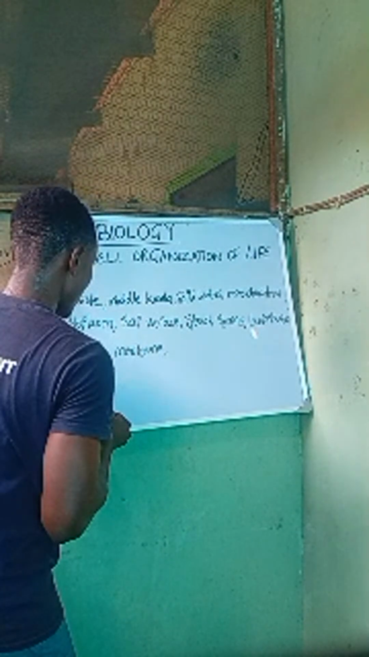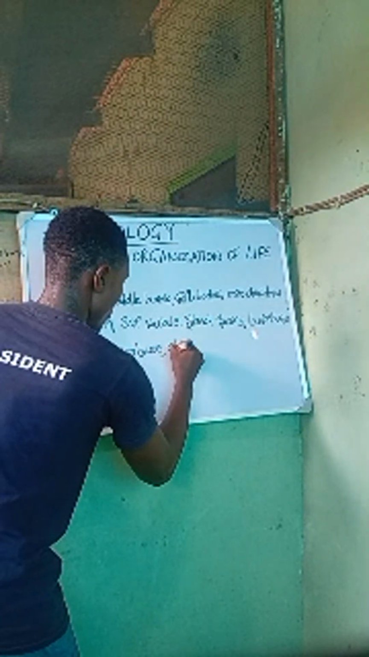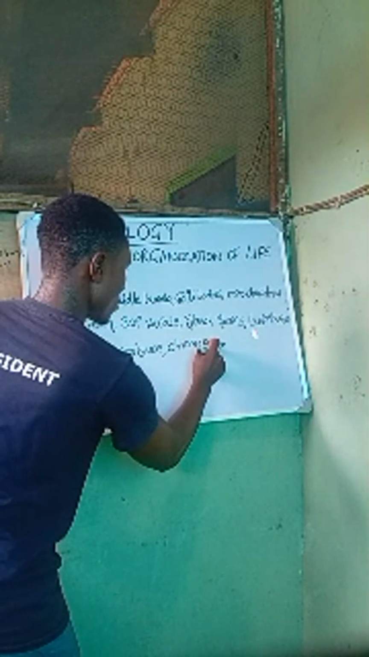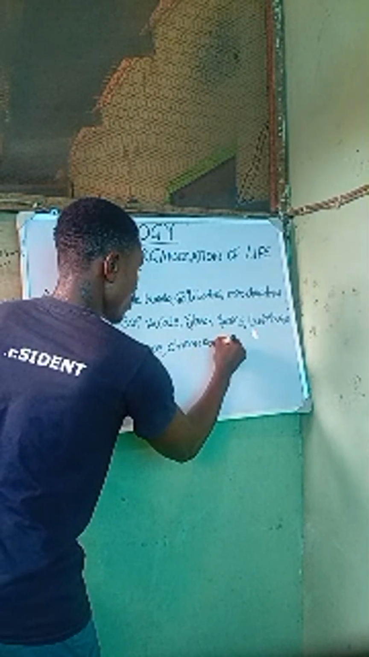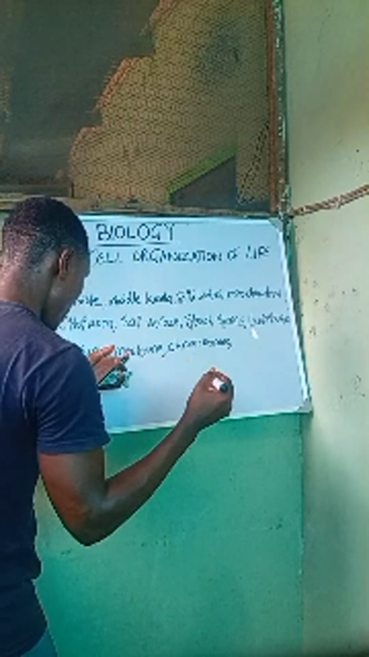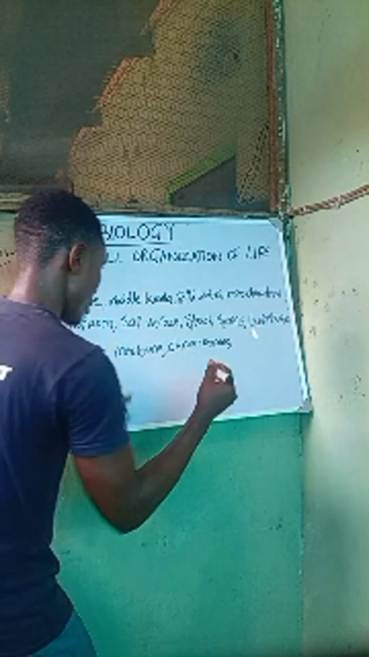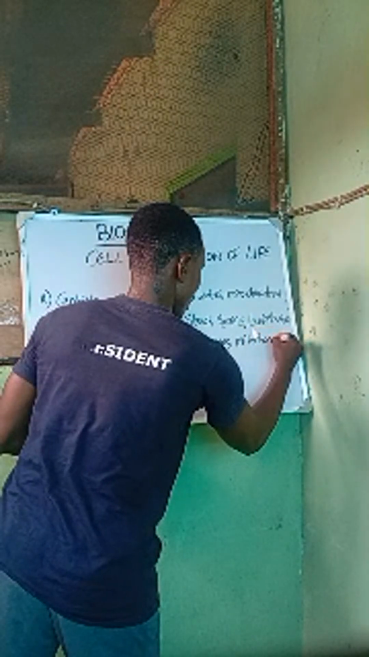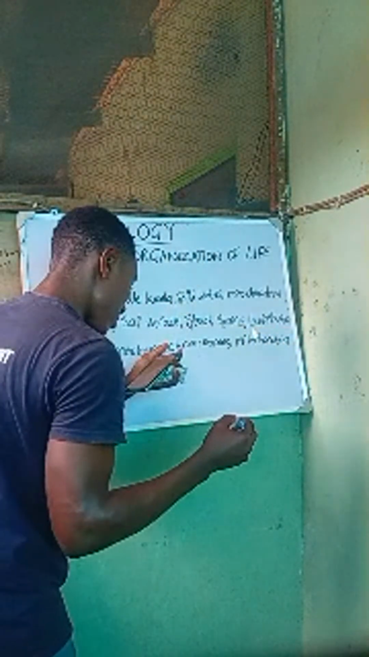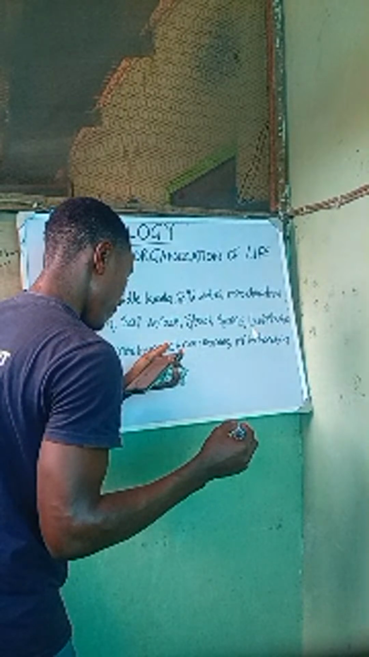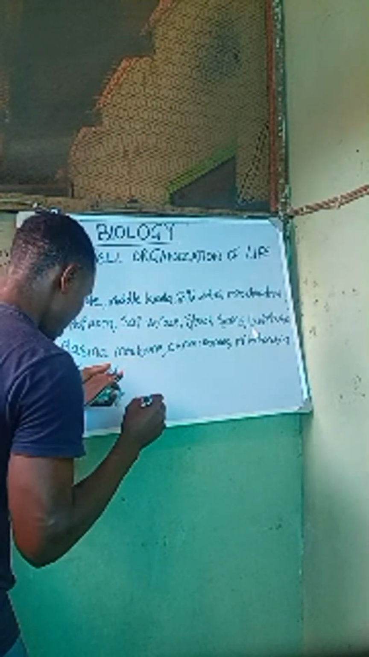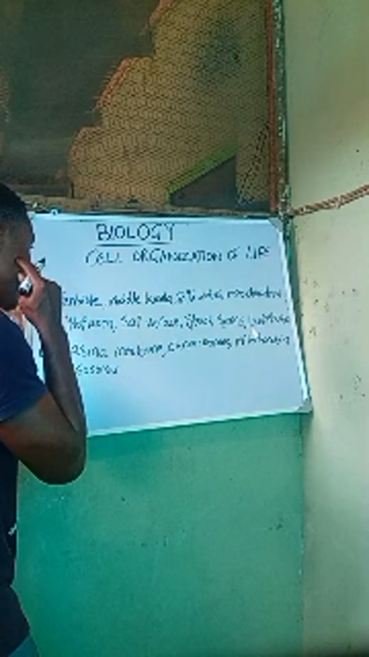We have the plasma membrane, the chromosomes, the mitochondria, and the lysosomes.